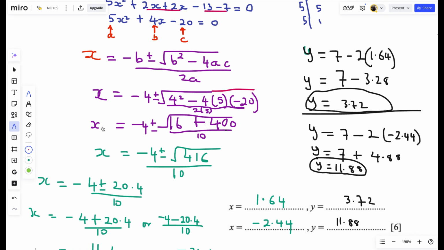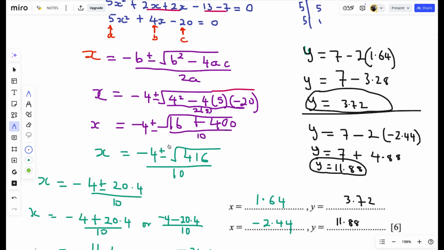Then you go to the next step. x equals minus 4 plus or minus the square root of, if you square 4, you get 16. If you multiply minus 4 times 5, you get minus 20. Minus 20 times another minus 20, you get positive, because minus times minus gives positive. You get positive 400, all over 10, since 2 times 5 is 10. Remember, the root is only for the numerator.